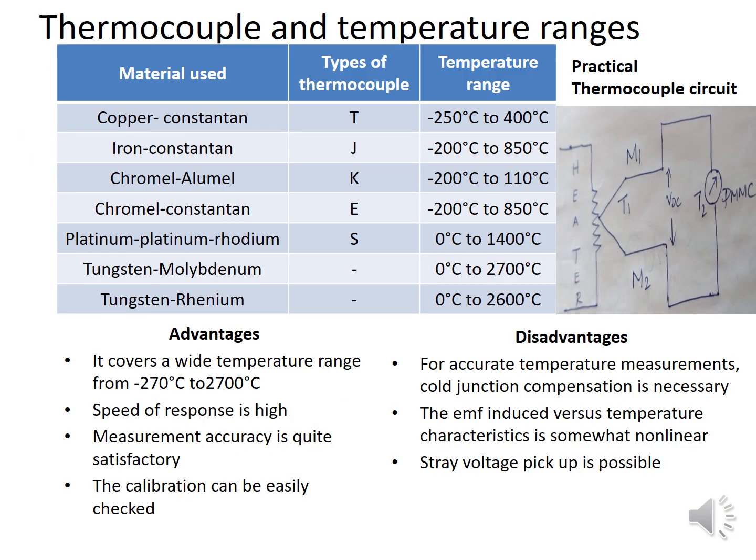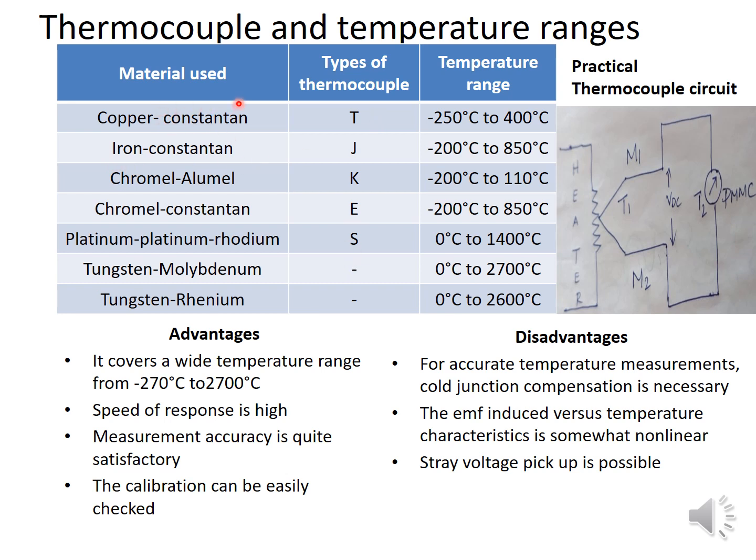Now, in the previous slides we have seen the various thermoelectric phenomena. In order to perform the thermoelectric phenomena, we need to join two dissimilar metals together. For example, copper constantan, iron constantan, chromel aluminum, chromel constantan, platinum rhodium, tungsten molybdenum, tungsten gallium. All these categories have an identification thermocouple type. If it is T, then it is copper constantan; J, iron constantan, and so on.